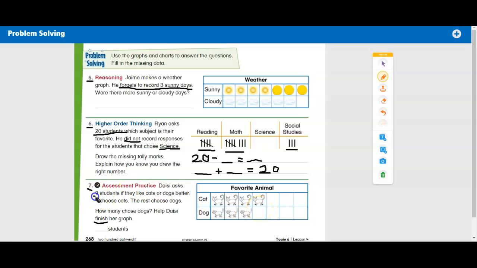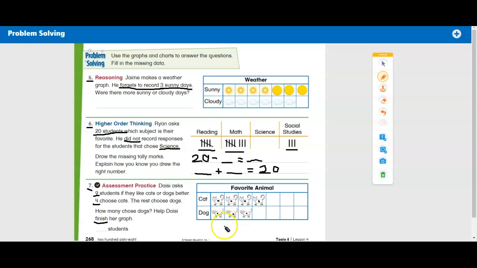Daisy asked 9 students total. 4 of them chose cats. Here we can see 1, 2, 3, 4 of the students who chose cats. The rest of the students chose dogs. We see that there are 1, 2, 3 dogs. 9 students voted in total. Here we can see 1, 2, 3, 4, 5, 6, 7 students have voted so far.